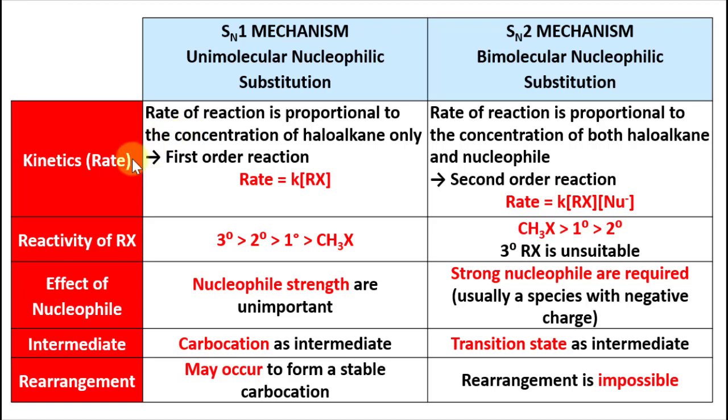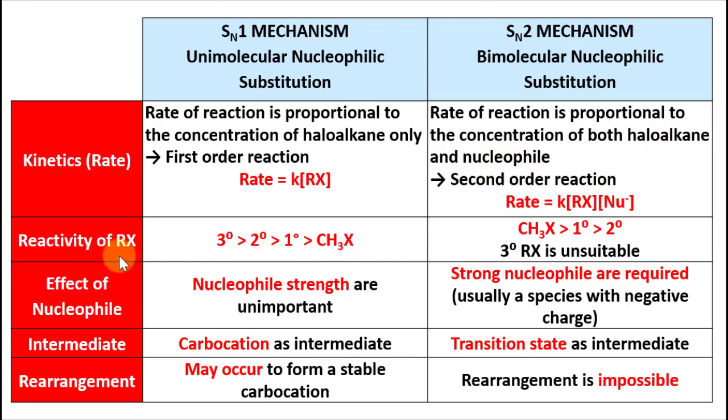For the SN1 mechanism, the kinetic rate of reaction is proportional to the concentration of the haloalkane only, since it is a first order reaction. While for the SN2 mechanism, since it is a second order reaction, the rate of reaction is proportional to the concentration of both haloalkane and also the nucleophile.